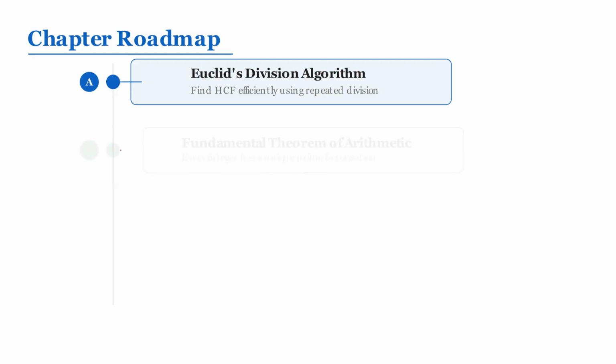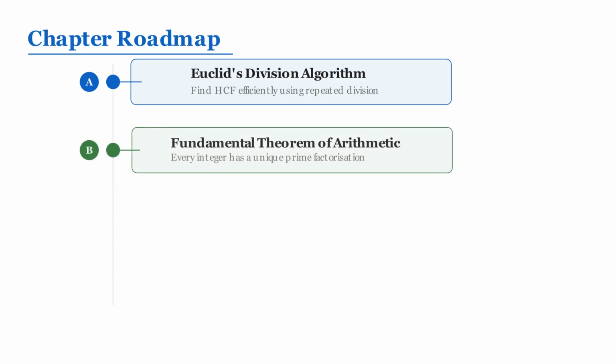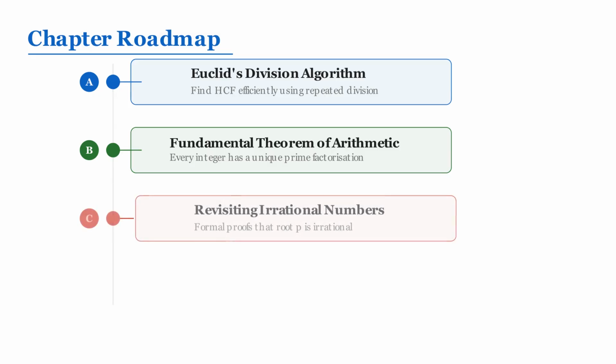The second section is the fundamental theorem of arithmetic. Every integer greater than 1 can be broken into prime numbers, and that factorization is always unique. The third section revisits irrational numbers. We build formal proofs using contradiction. We show that the square root of any prime is irrational.